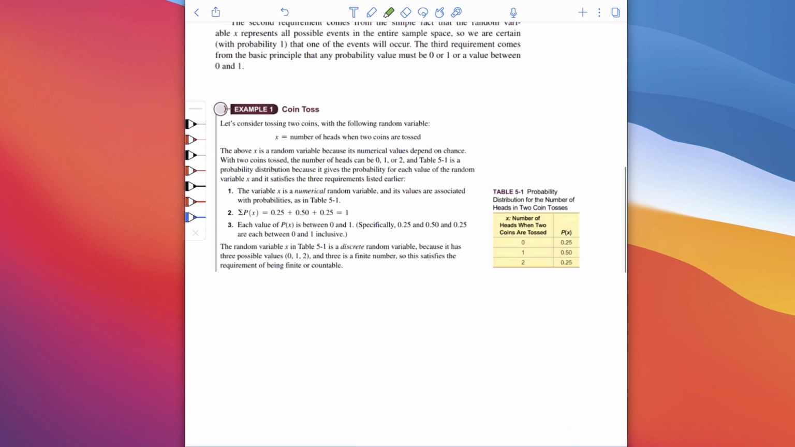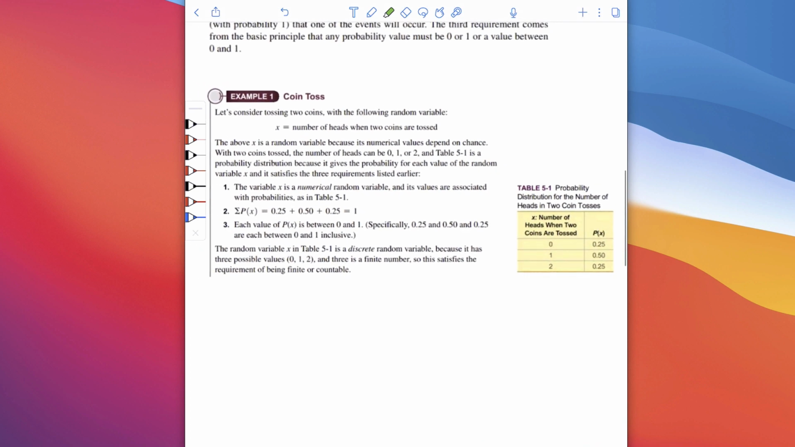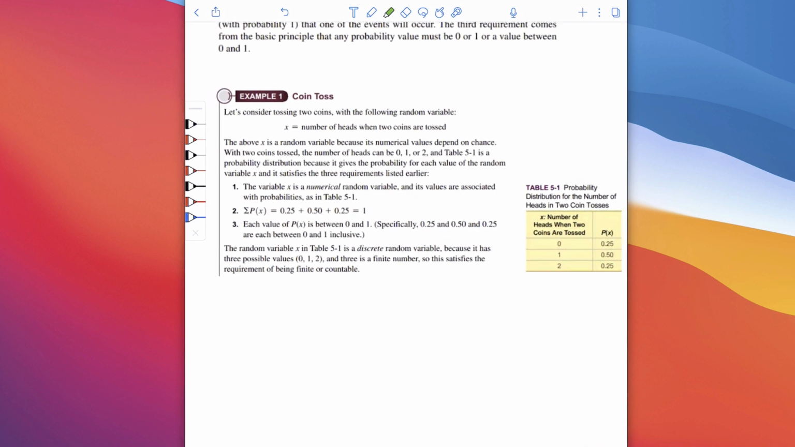A coin toss is a good example here. Let's consider using two coins and we toss them, and the following random variable is x. It's the number of heads when you toss two coins together. This is a random variable because there are numerical values dependent on chance, right? With two coins tossed, the number of heads could be 0, 1, or 2. And here's our table that shows that. Toss the two coins, you get 0, 1, or 2.